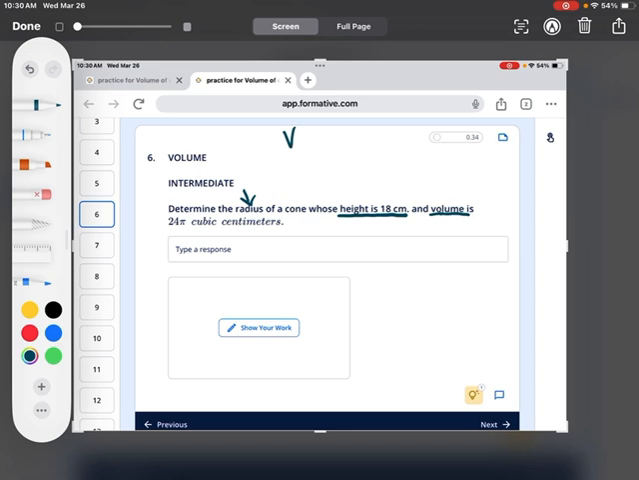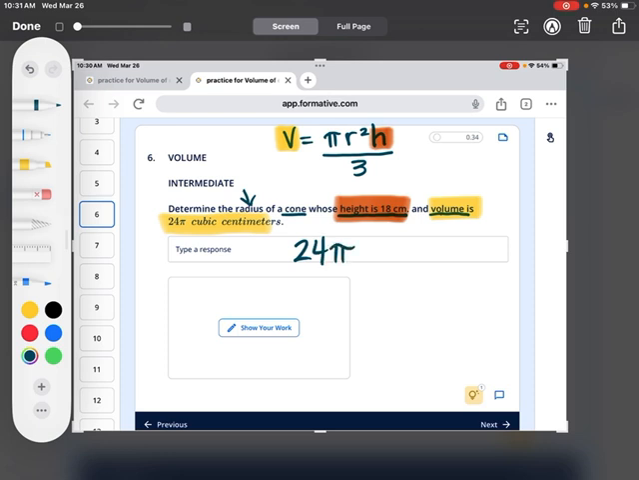Well, just like with any other problem, I always ask you to start out with the formula. So a cone is volume equals pi r squared h divided by 3. And then you're just going to fill in the given information. If they say the height is 18, we're going to put that there. And if they say the volume is 24 pi cubic centimeters, we're going to put that there. So instead of V, I'm going to put 24 pi. I don't need to write cubic centimeters because that's just unnecessary right now.